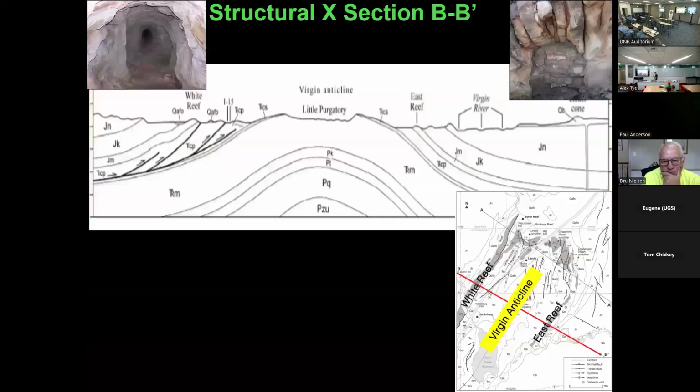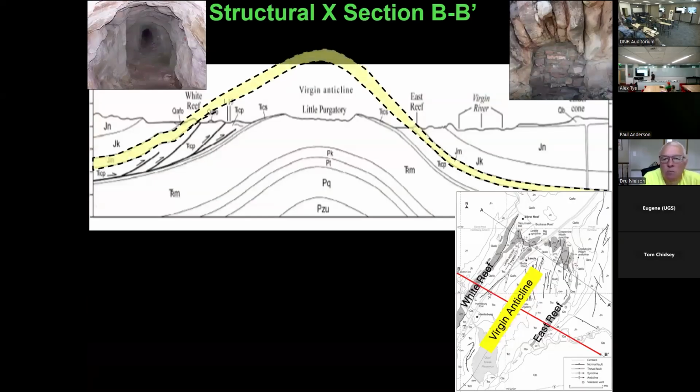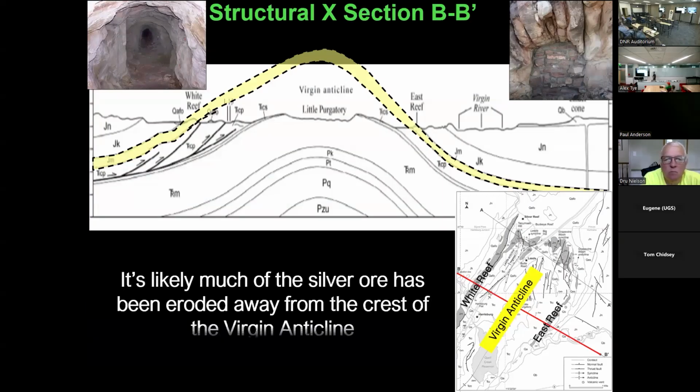All right. So when you look at the Virgin Anticline and you extend up the actual Springdale Sandstone, at one time it sat above there and now it's gone. So it's likely that a lot of the silver ore has been eroded away across the Virgin Anticline. So you know where to go panning now, right?